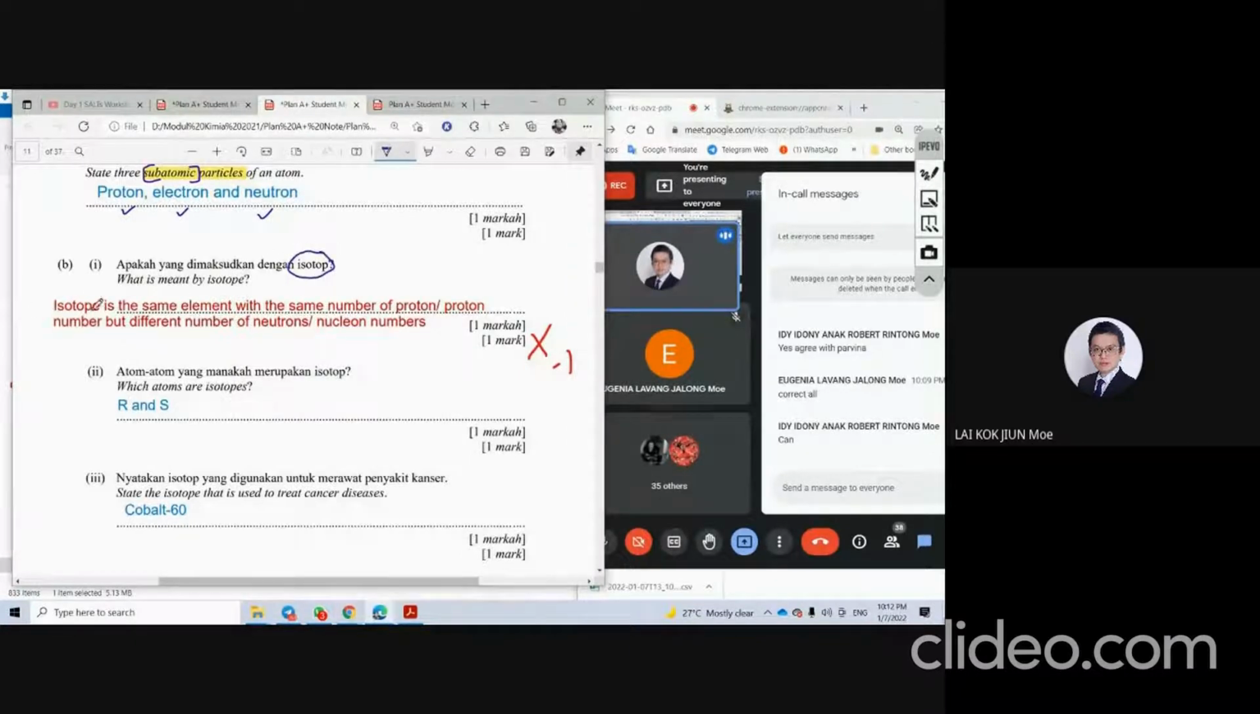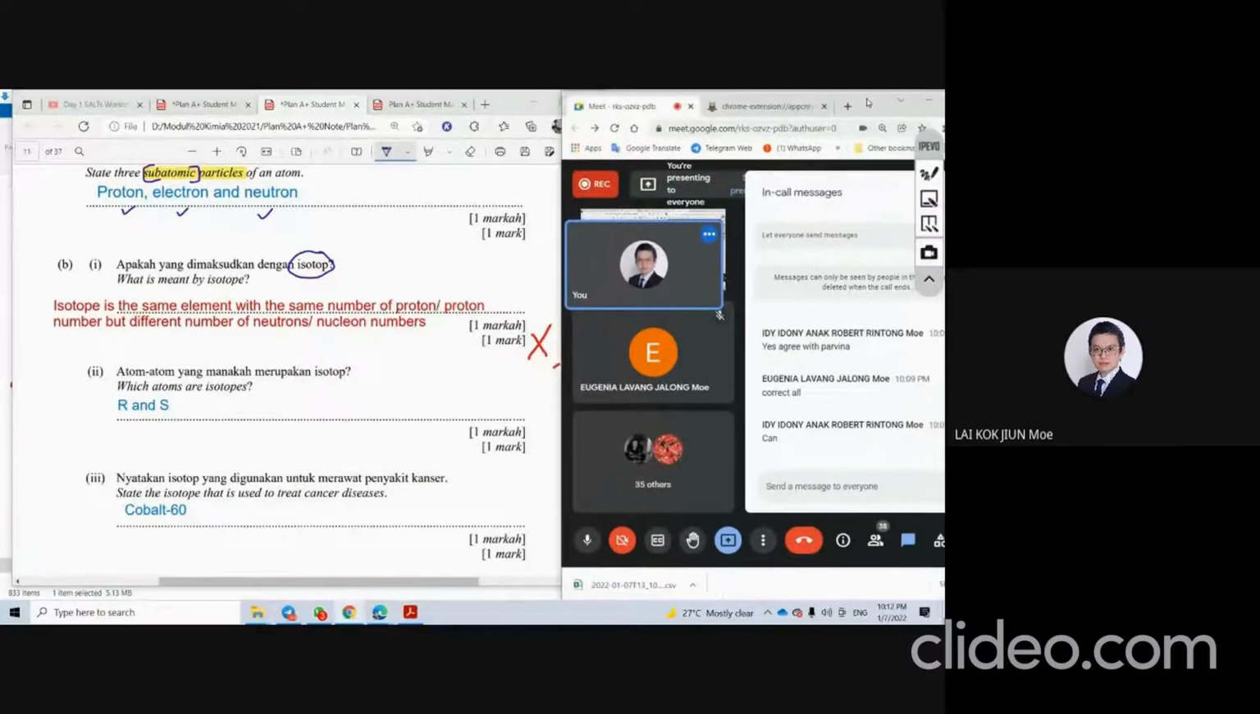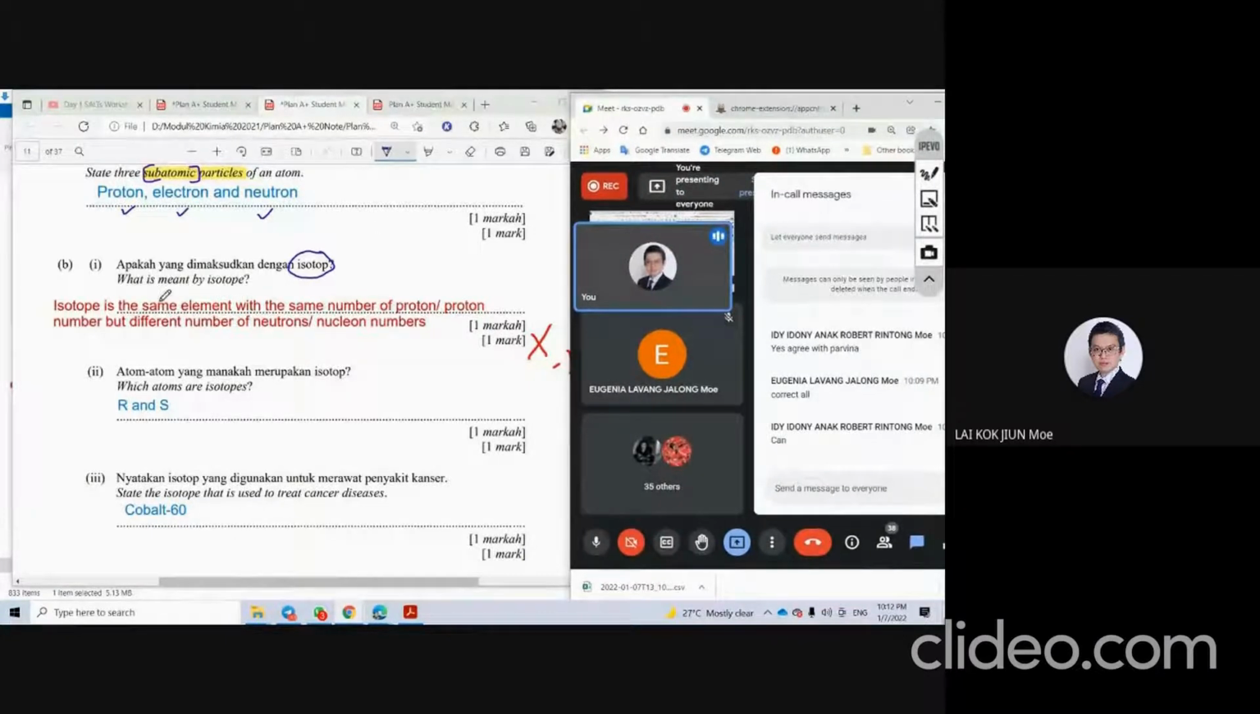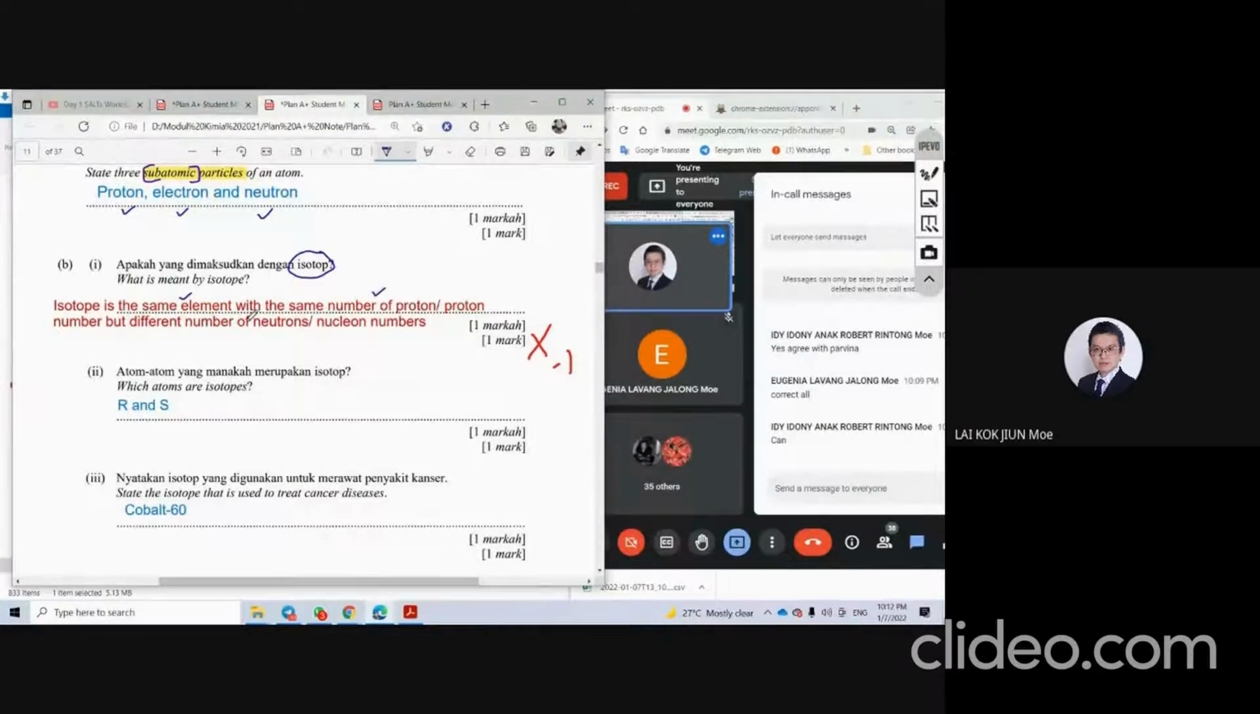What is meant by isotope? Why is it wrong here? Isotope has the same element with the same number of protons, or you can write proton number also. But different number of neutrons, different neutron number. Okay? So is the isotope an element? It's an element. For example, carbon isotopes, or sodium-33 and sodium-34, it's the same element, but different nuclear number.